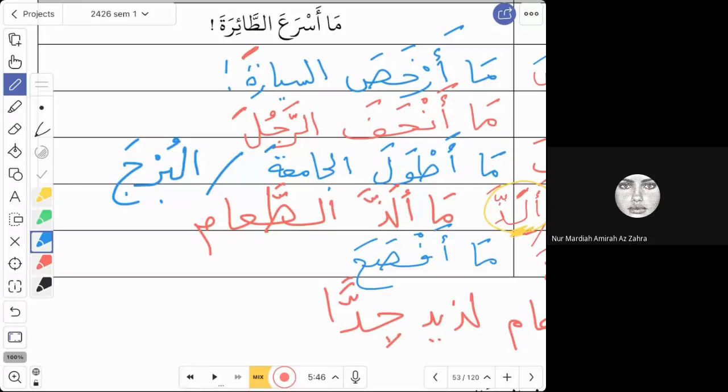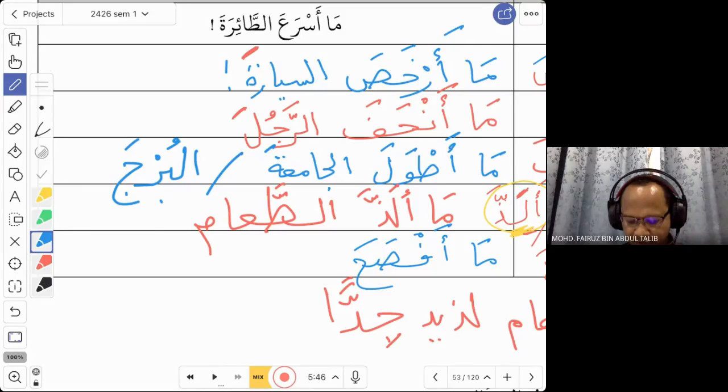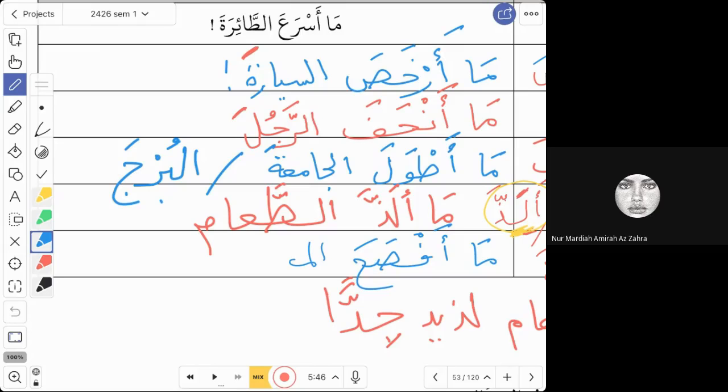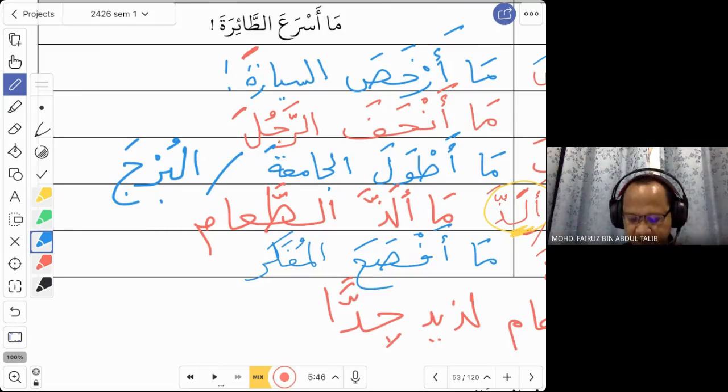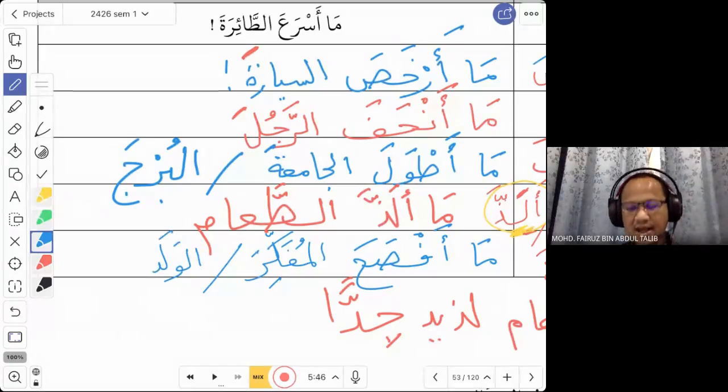Yes. Ustaz, can I make ma afsaha al-mufakkira? Al-mufakkira. Oh, the thinker. Mufakkir, yes, thinker. Ma afsaha, yes, maybe. You can say ma afsaha al-mufakkir. So the thinker is very fluent, mashallah. Yes, that is correct. Or you can just say ma afsaha al-walad. So that boy is very fluent.